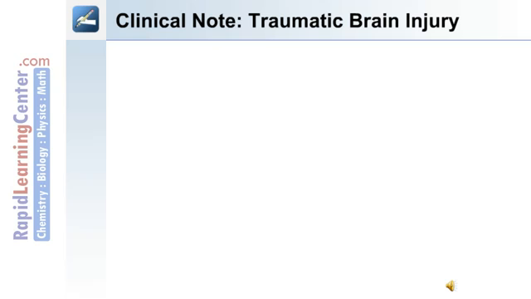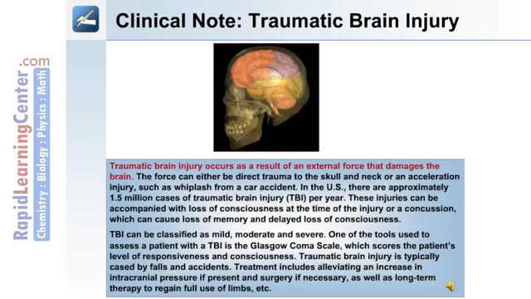The following is a clinical note on traumatic brain injury. Traumatic brain injury, or TBI, occurs as a result of an external force that damages the brain, and this can either be directly against the skull and neck or an acceleration injury such as whiplash from a car accident. In the United States, there's approximately 1.5 million cases of traumatic brain injury per year, and these injuries can be accompanied with a loss of consciousness at the time of the injury or a concussion, and this can cause loss of memory and delayed loss of consciousness.